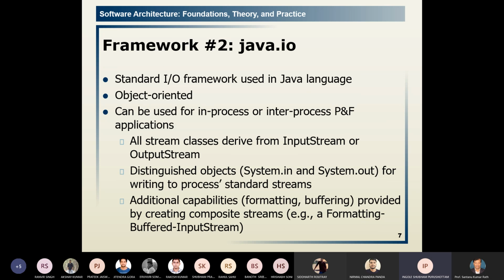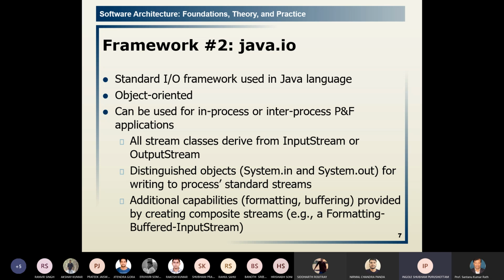The next framework is Java IO, the Java input output framework. It is the standard IO framework used in the Java language. We know Java is an object oriented language. It can be used for in process or inter process P&F applications. All stream classes derive from InputStream or OutputStream. So all the stream classes used in Java IO are derived from InputStream or OutputStream.